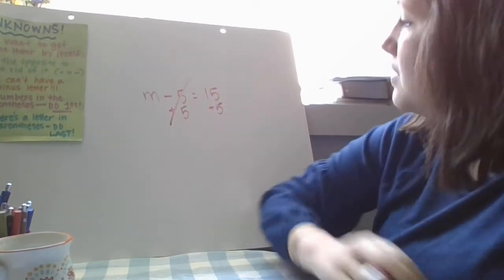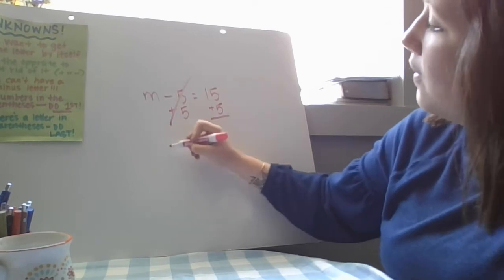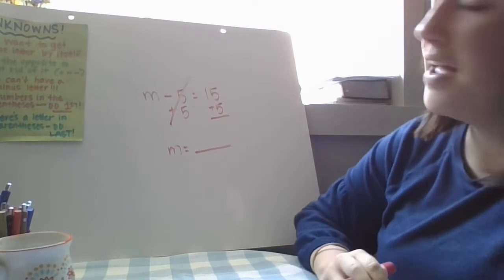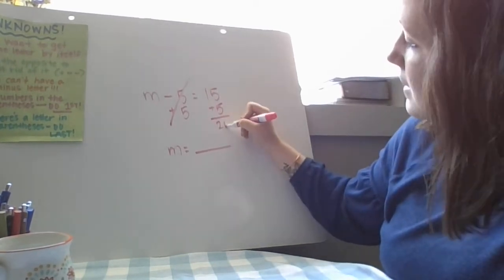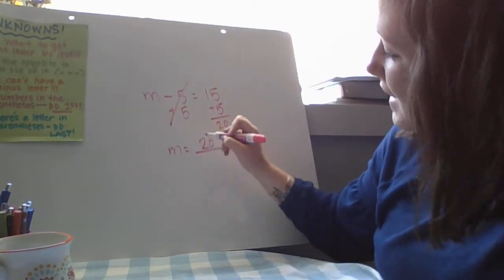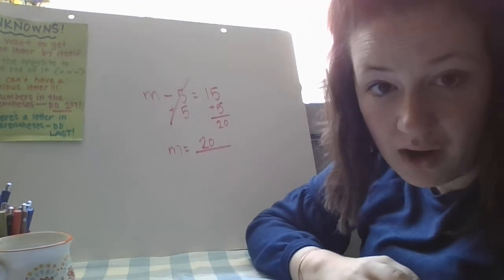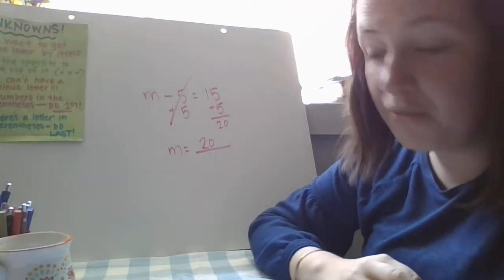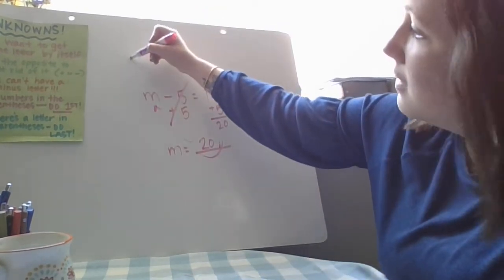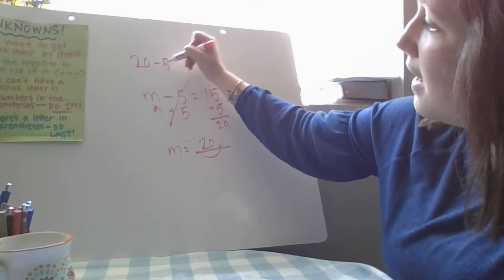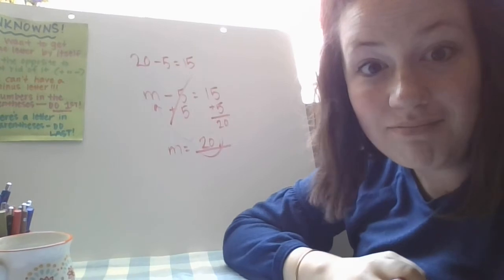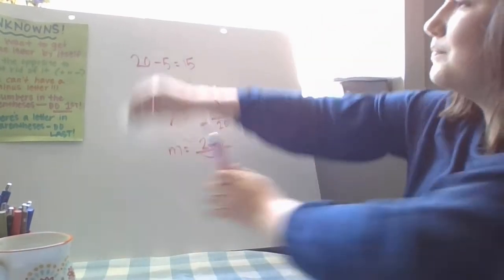Plus 5. And we're trying to get m all by itself. 15 plus 5 is 20. So m equals 20. And to check your work, if you want to do that extra step just to make sure you're right, you plug that 20 back in to where that m is. 20 minus 5 equals 15. Is 20 minus 5 15? Yeah. So we did it right.